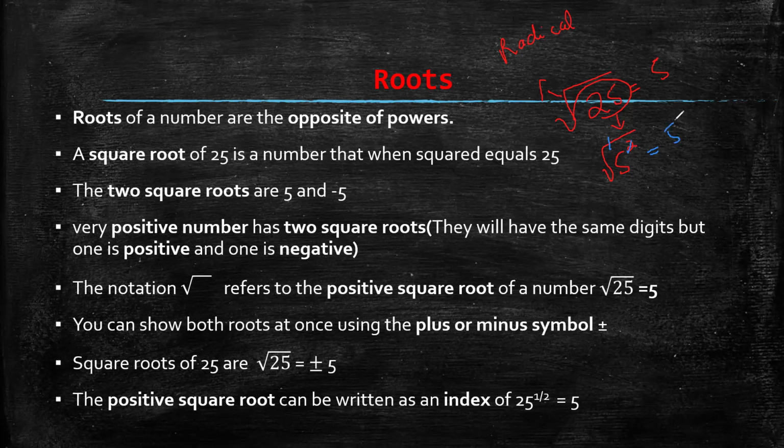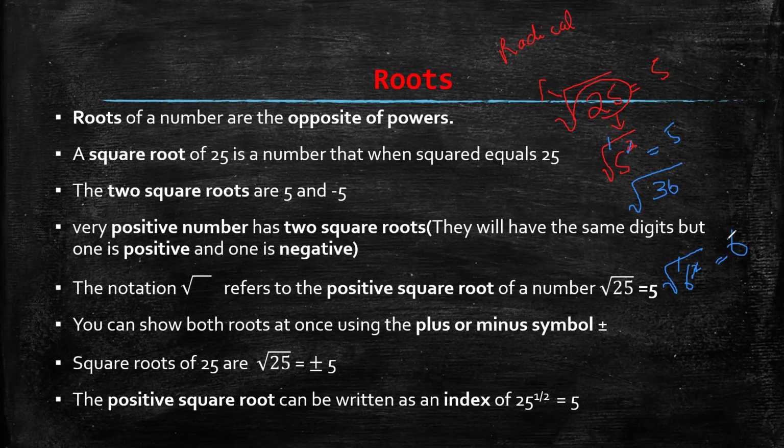If there is any number in the root that is a square of another number, for example 36, 36 is the square of 6. I can write it as 6 raised to the power 2. So square and root always cancel out and the answer will be 6.